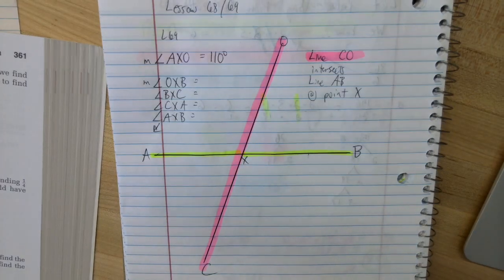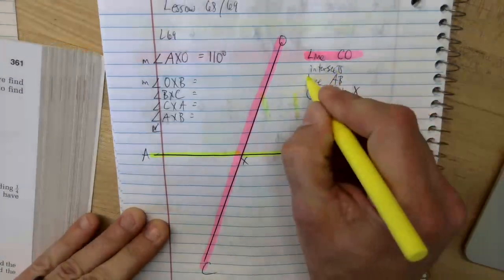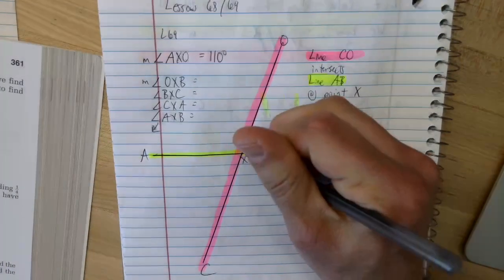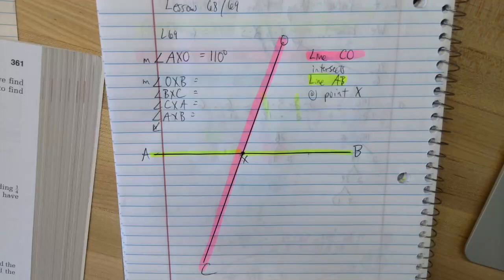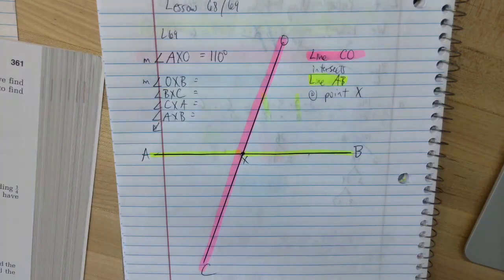So we have line CO, and then line AB, and it's very important that you understand the point where they intersect is X. How many angles have I created? 4, 5. Basically 4. Now I'm going to ask you a weird one like AXB, but we'll get to that in a second. So when two lines intersect, you have 4 angles that result.